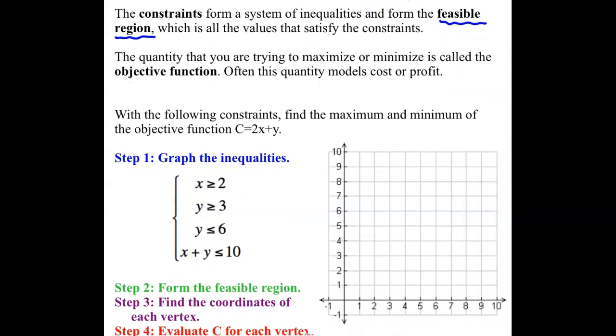The quantity that we're trying to maximize or minimize is called the objective function. Often this quantity models cost or profit. So businesses would use this model if they were trying to maximize their profit or minimize their costs. It says, with the following constraints, find the maximum and minimum of the objective function c equals 2x plus y. Your objective function is not graphed.